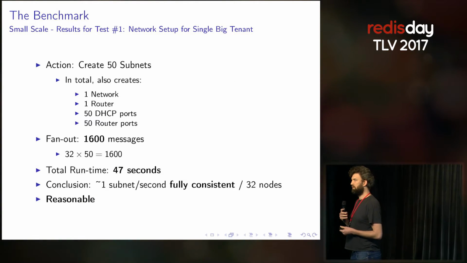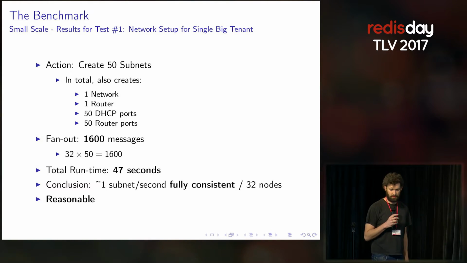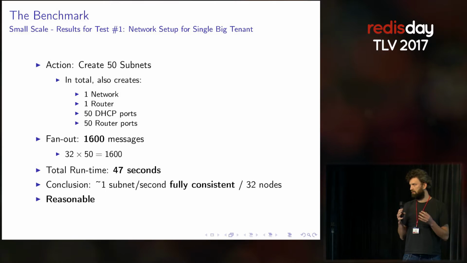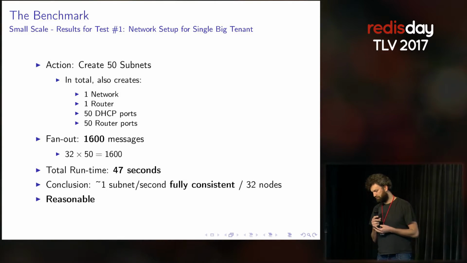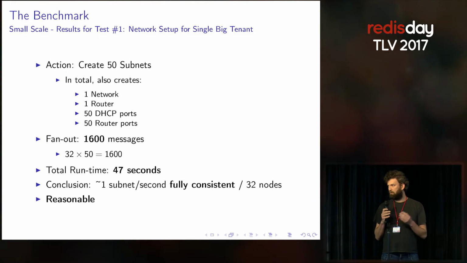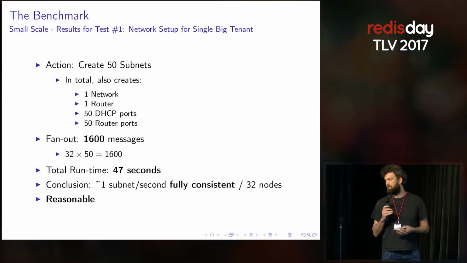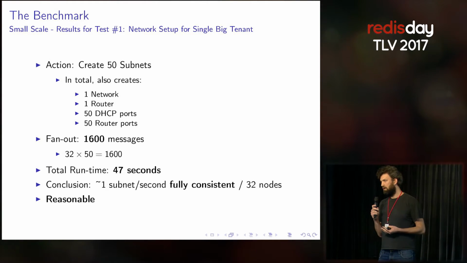Here we have run several tests, because there are several options. The first test is creating 50 subnets for a single big tenant, one user with many networks. So we have one network, one router, 50 subnets. On top of these 50 subnets, we have a DHCP port and a router port.